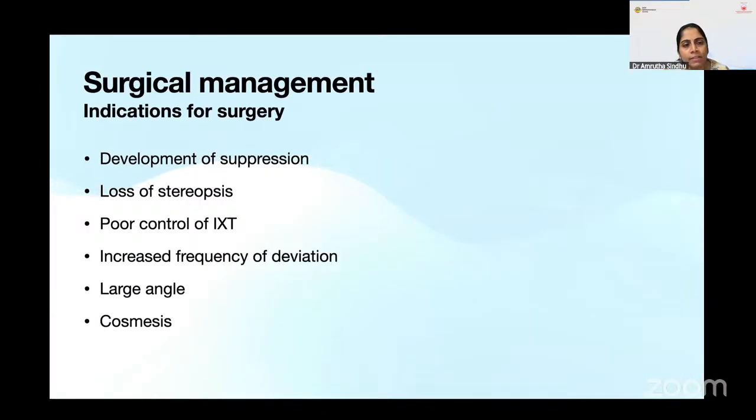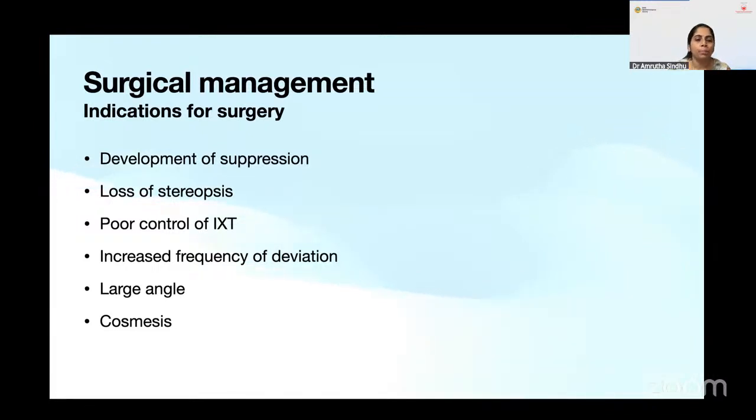So let's see when we have to do a surgical management. So indications for surgery, as I already told, if the patient is developing suppression, that is, they are using only one of their eyes and the binocular vision is lost, that is an indication for surgery. Once the binocular vision is lost, we know that the stereopsis is going to drop. That is also an indication for surgery.